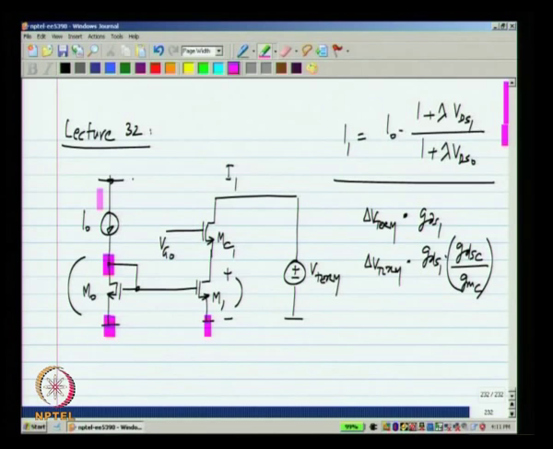Now, how would I make it equal to I0? I already know that the current would depend both on VDS and VGS. So, I have to make sure that the VDS of M0 and VDS of M1 are exactly the same, then the two currents would be exactly identical to each other.